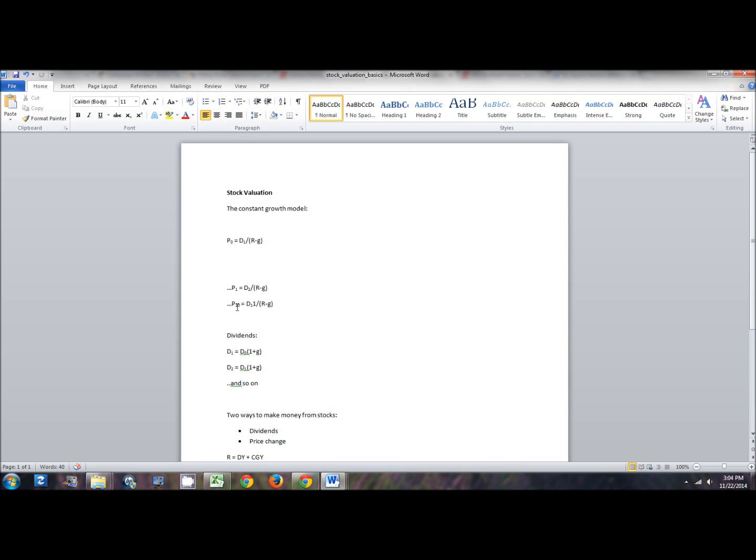If you're looking for P10, and growth is still constant, that's just equal to D11 divided by R minus g. So my hope here is that you can recognize the pattern. The current period stock price is always a function of the next period dividend divided by R minus g. So that's it for part one, and we'll pick up with dividends here in part two.